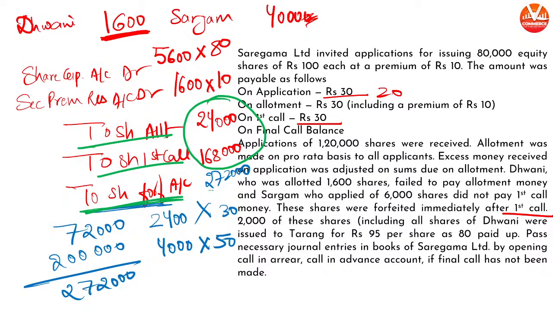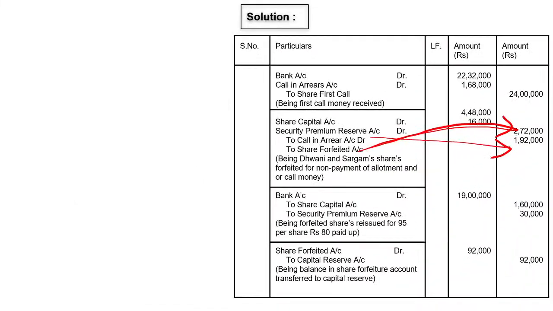And to share forfeiture, it is 2,72,000. So there also it is 2,72,000. Only the amount is recording oppositely. So this is the entry for share forfeiture.